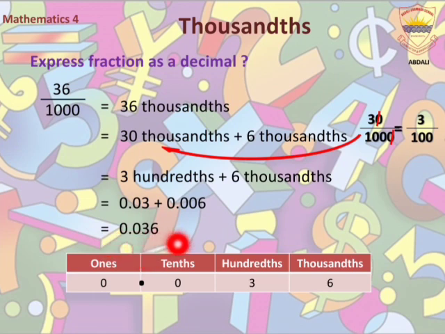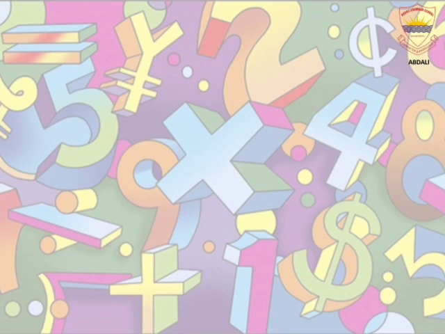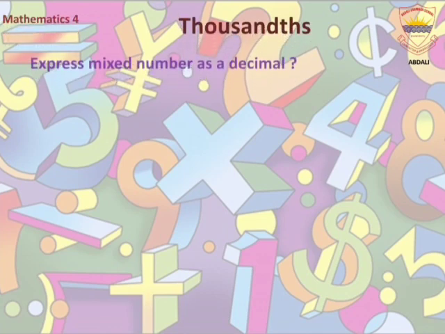We write 0 under ones, and after the decimal point, we write 0 under tens. We write 3 under hundreds, and we write 6 under thousands. Now student, let's start to solve our second question.